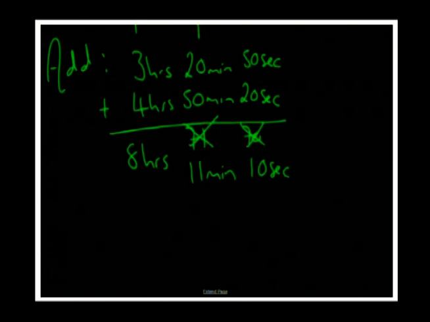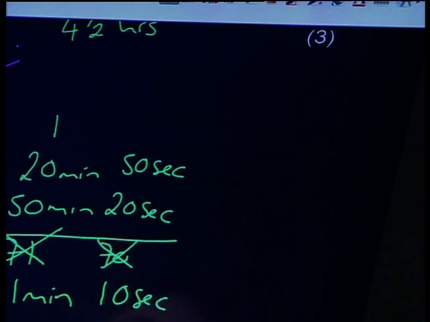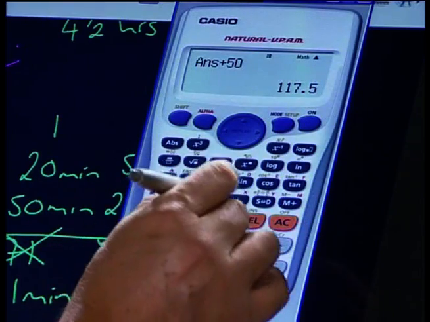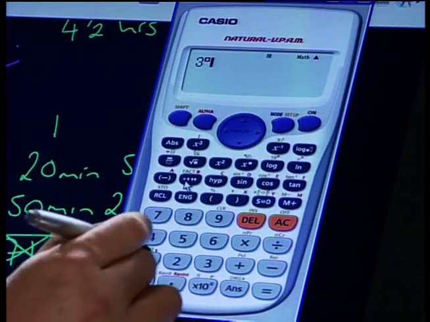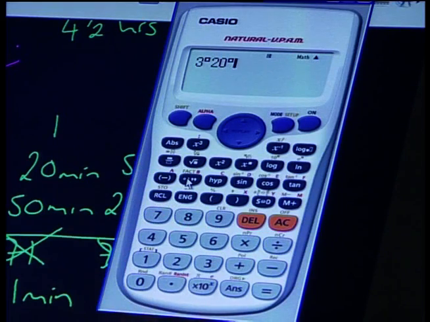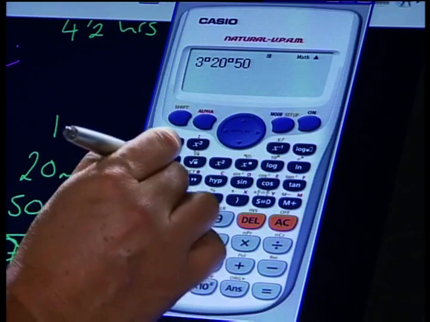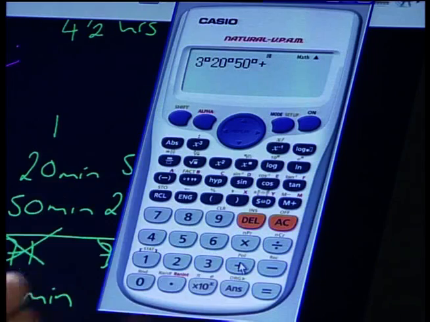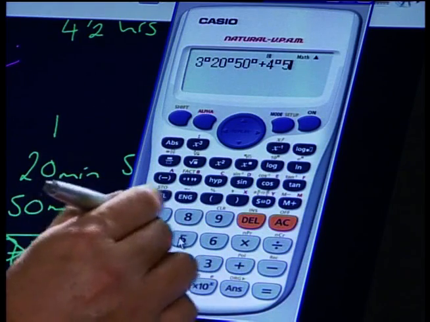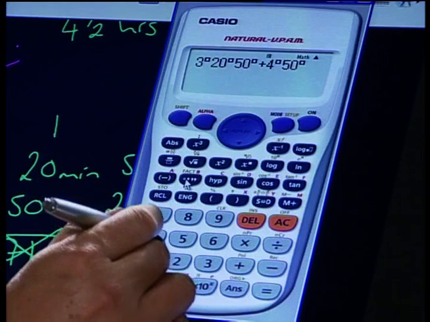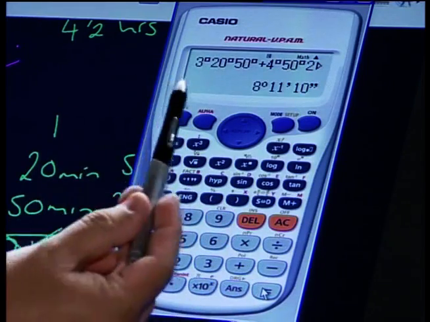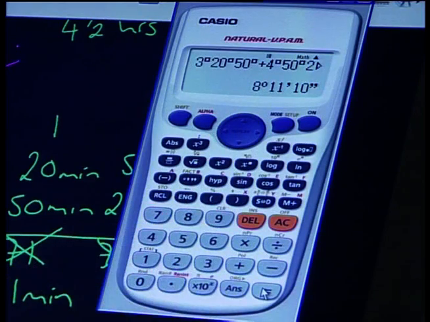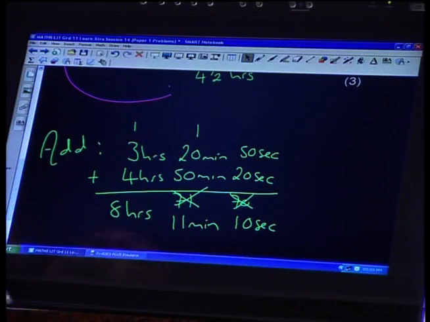Now, let's do this on the calculator. Okay, so I'm going to take out my calculator, and I'm going to do it this way. I'm going to say, right, let's use my time button. 3 hours, 20 minutes, and 50 seconds. To that, we are adding 4 hours, 50 minutes, and 20 seconds. Okay, equals, guys, here it is, 8 hours, 11 minutes, 10 seconds. Can you see that? 8 hours, 11 minutes, 10 seconds.